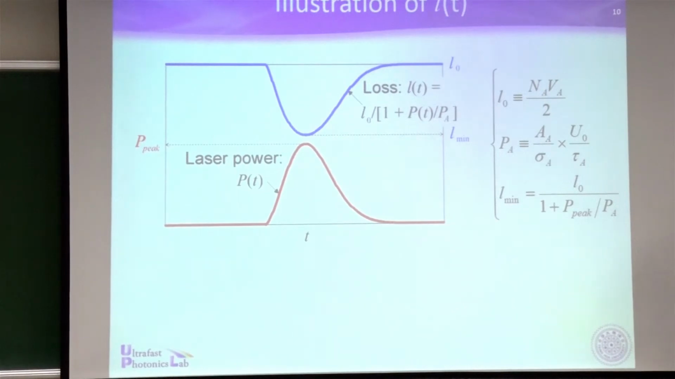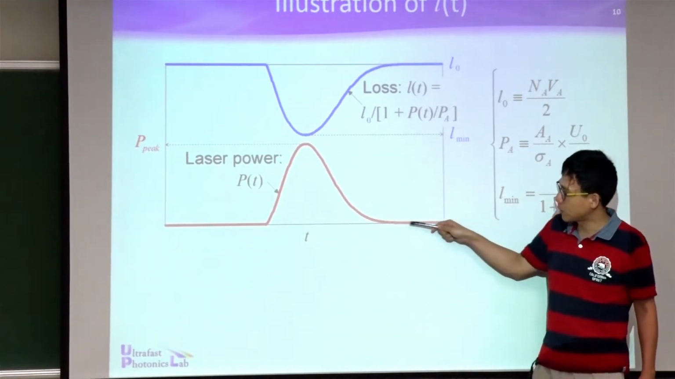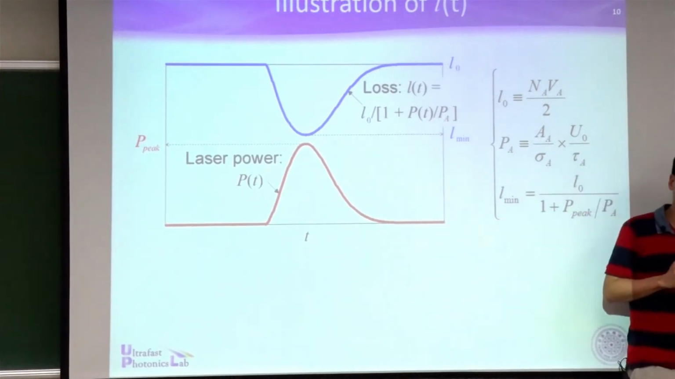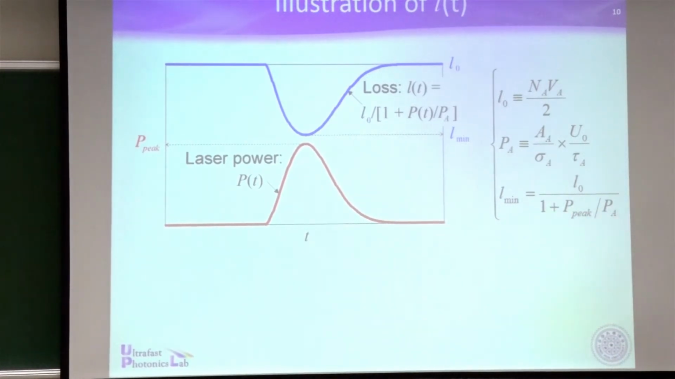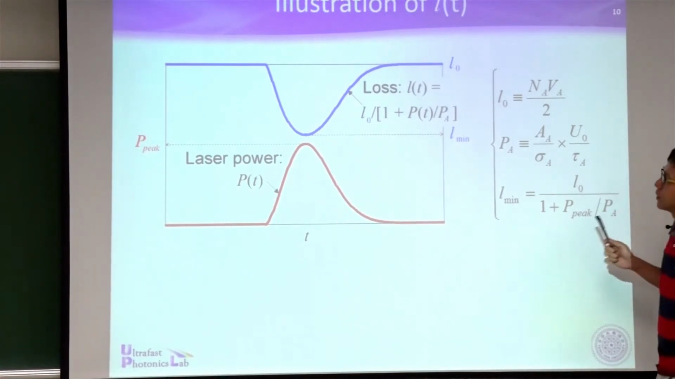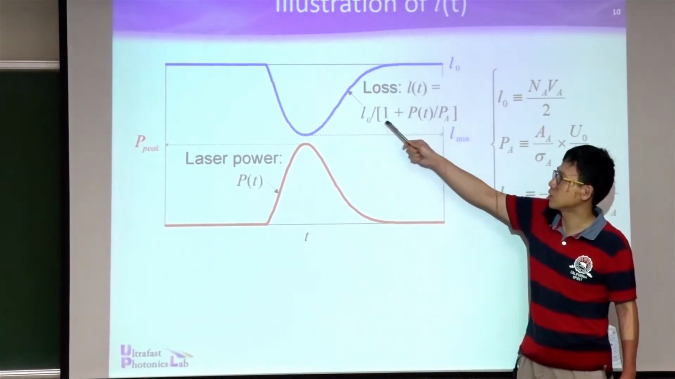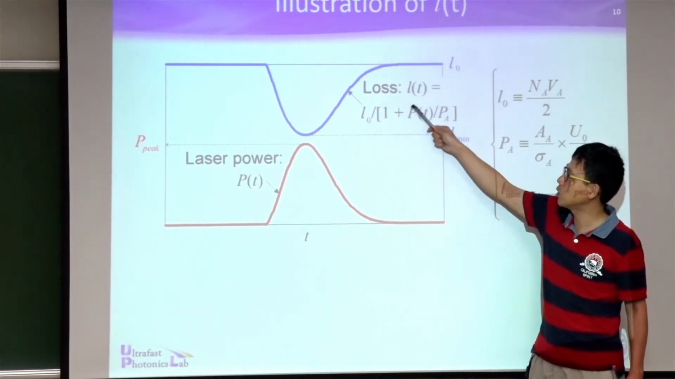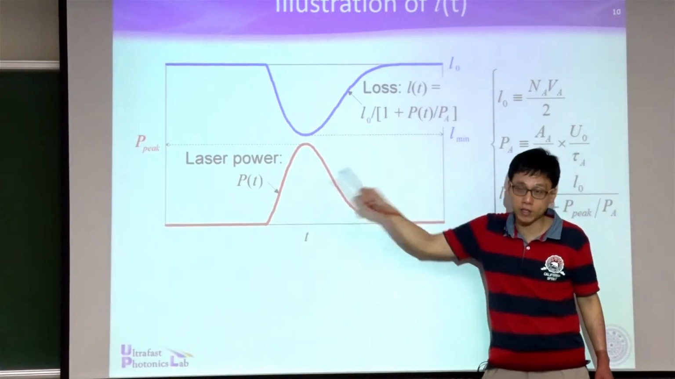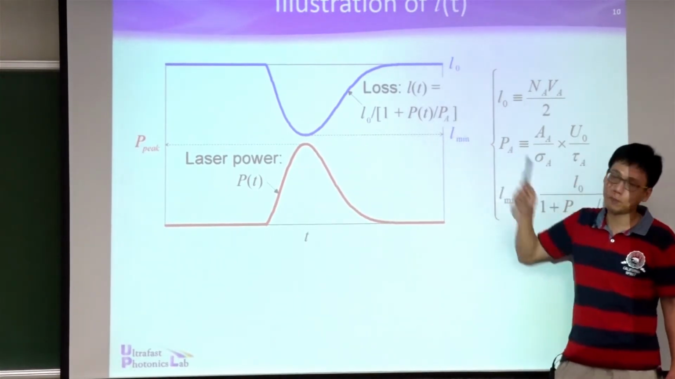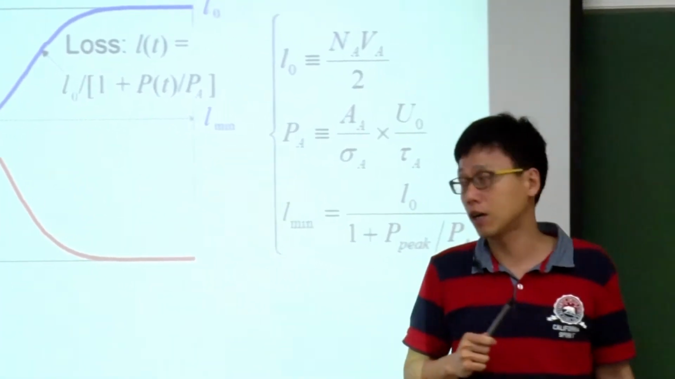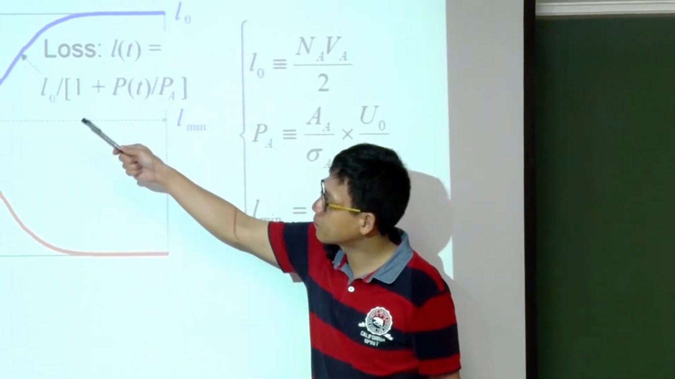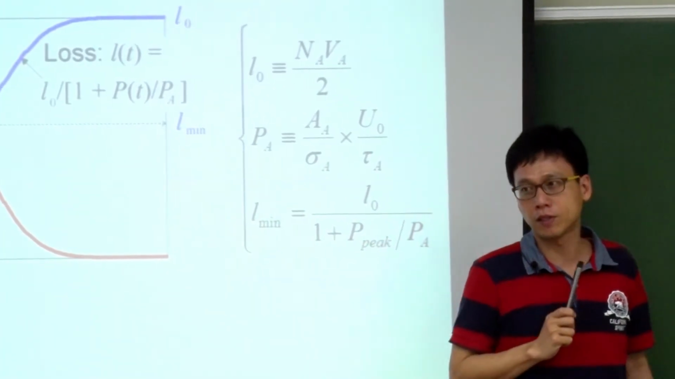Imagine you have an input laser pulse. The power as a function of time is represented by the red curve. And by using the formula we just obtained, the loss coefficient is equal to the small signal loss over 1 plus P of t, where P of t is your red curve, over P sub A, the saturation power constant. You get the blue curve. Your loss curve is represented by the blue curve.